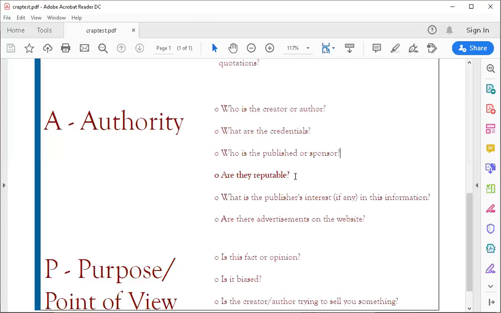Second, we want to look and see if they are reputable. Once we've looked at their previous work and their credentials and the publisher or sponsor, we can see further whether or not they're reputable. We can look and see if they have often provided good citations, if they back what they're saying with fact, if they are providing timely information. This is where we connect the previous areas in the CRAP test to what we are currently looking at.